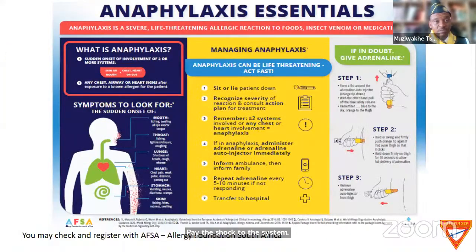And I think this is my last slide. What I just want us to be aware of is this very big word that we call anaphylaxis. What is this word? It is a sudden onset of involvement of two or more systems, and it might be the skin, the chest, the heart, mouth, or the gut. And any chest or airway or heart signs after exposure to a known allergen for the patient will also be classified as anaphylaxis. And we have covered the symptoms, and I hope that leaders are now aware of this.